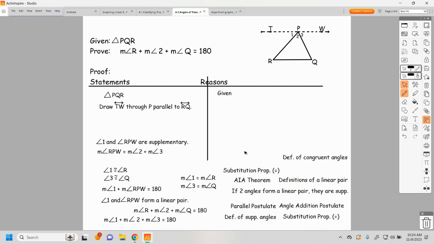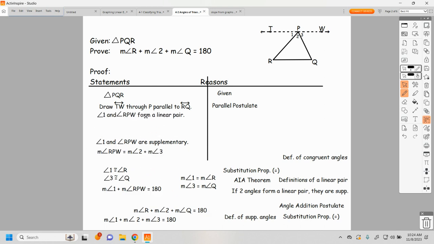So, guys, why can I do that? Because of the parallel postulate. It's saying that if I have a point that's not on a line, I can always draw a line through it that's parallel. All right. Now, guys, if you look, let's see here.